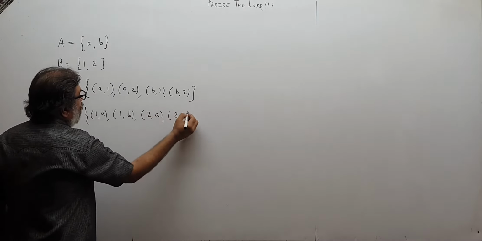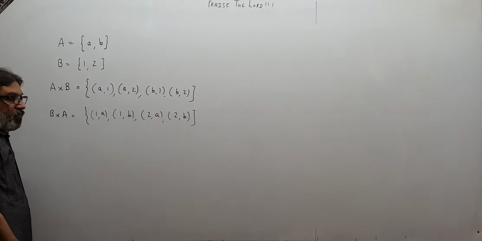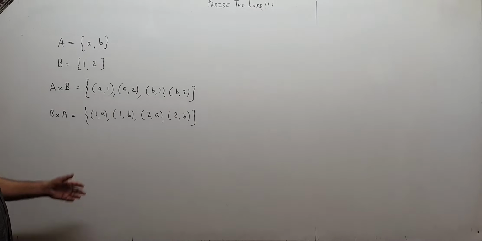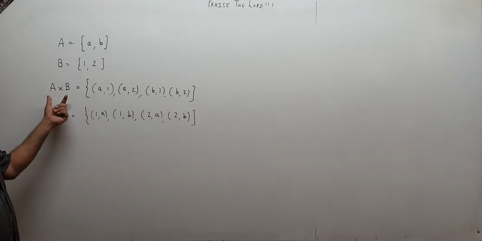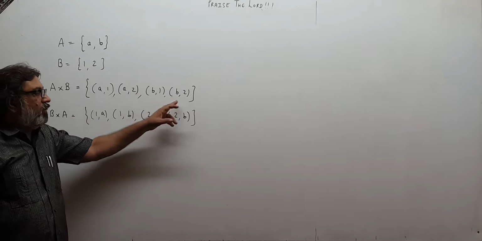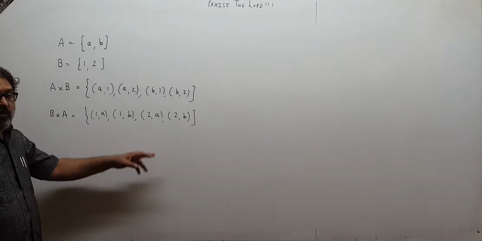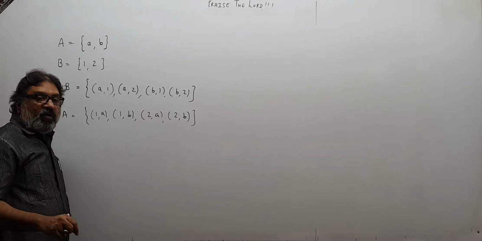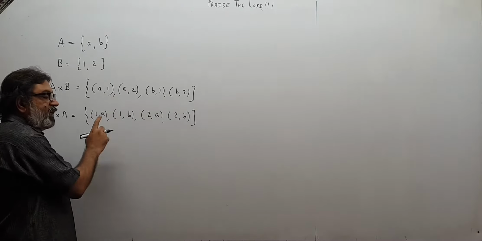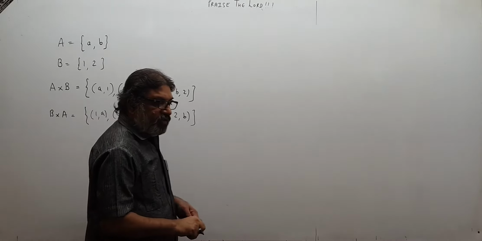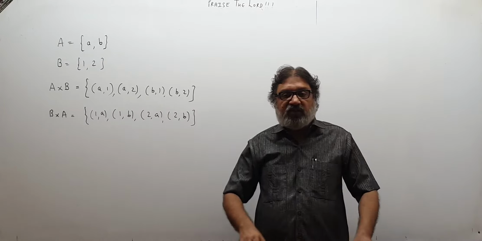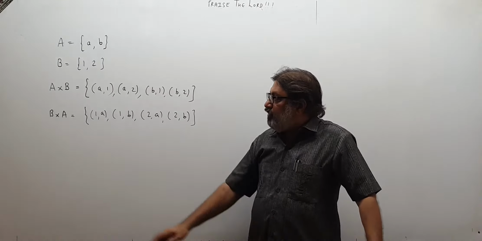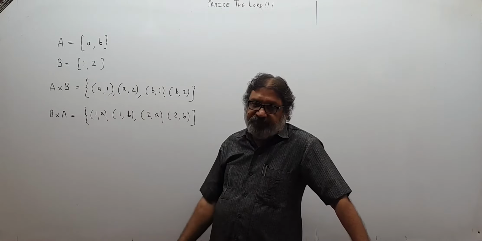Now children, you can make out that A cross B is not equal to B cross A, because this is also a set and this is also a set. This set has got 4 elements, 1, 2, 3, 4. This set also has got 4 elements, 1, 2, 3, 4. But the elements are not the same because (a,1) and (1,a) are not the same. Because in (a,1), a is first, 1 is second. In (1,a), 1 is first, a is second. Positions of a and 1 are interchanged.